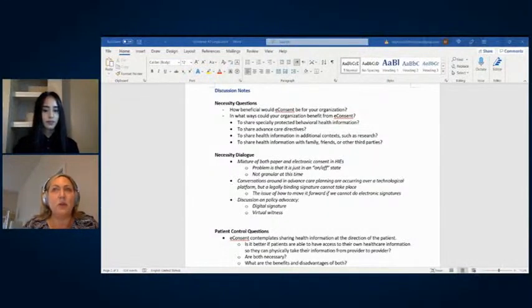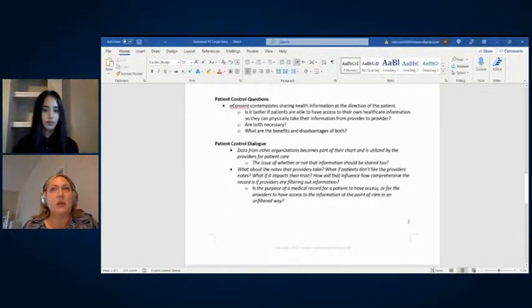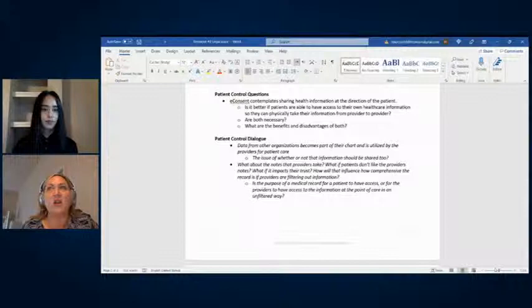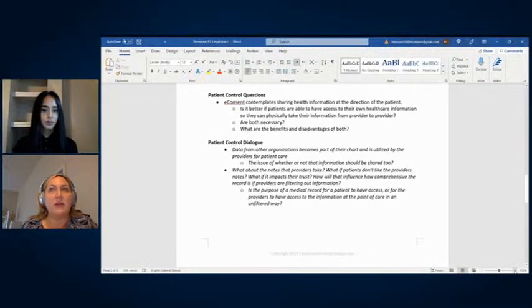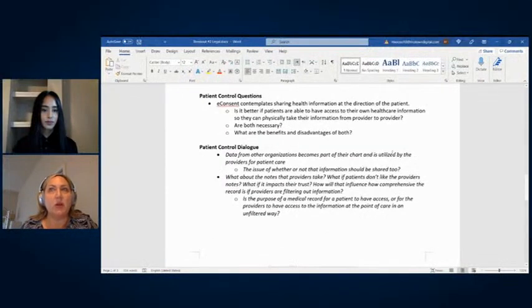Then we moved into control. E-consent contemplates that there is sharing of health information at the direction of the patient, the individual, or the consumer. So we put the question out there about patients having control of their information. I noted, and it's probably not surprising, that there is a large demand for access, not only to more information, but to how consumers are able to access their information. They want it on demand, when they want it and for the purposes that they want it.